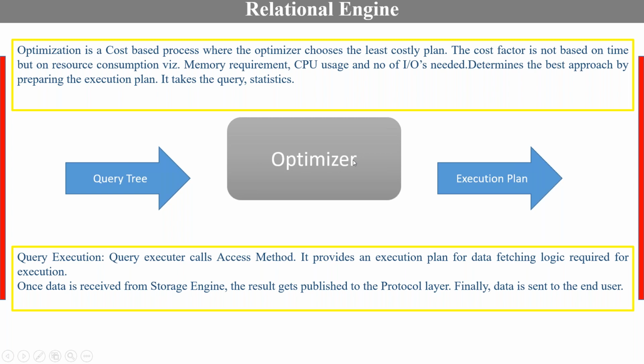Sir, once the optimizer prepares the plan, that plan will go to the executor. The next component is the executor. Once it goes to the executor, remember one small thing, sir: in the relational engine, there is no data. So the executor needs to execute that plan, but currently there is no data in the relational engine. What will the executor do? The executor will send a request to the access method.